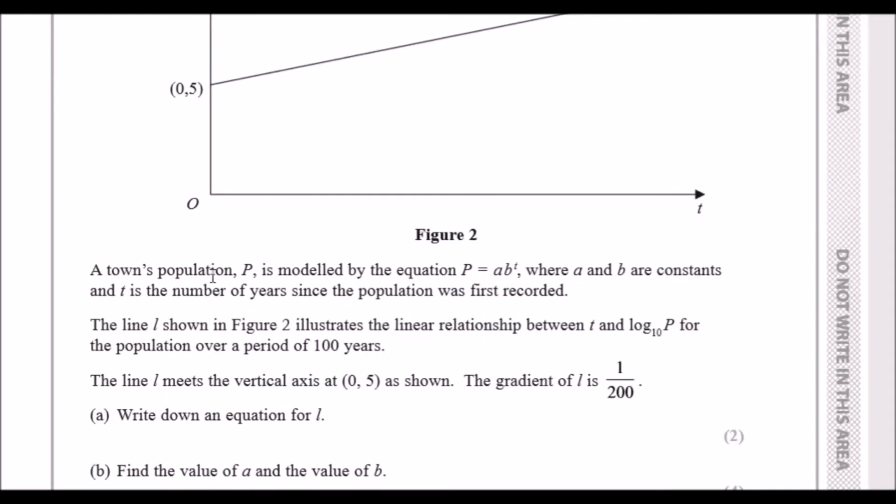A town's population P is modeled by the equation P equals A B to the power T, where A and B are constants and T is the number of years since the population was first recorded. Make sure you note this down, especially T.